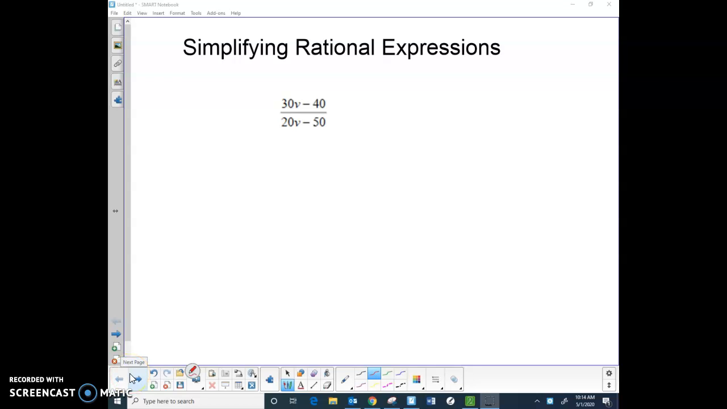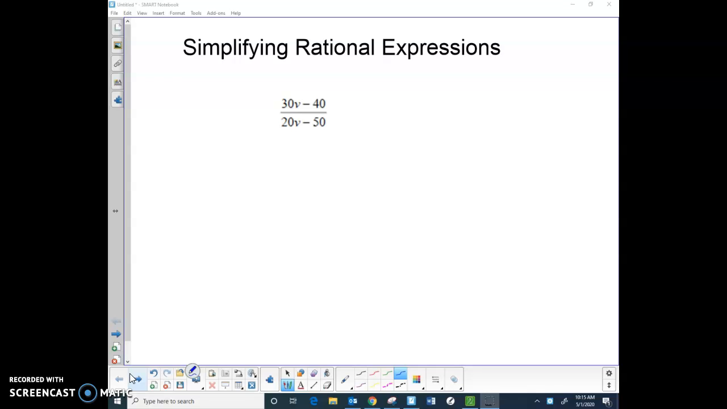All right, today we're going to talk about simplifying rational expressions. A rational expression is simply a polynomial over a polynomial. Like the one I've got listed here, we're just going to run through a few examples on how to simplify these. Essentially what we're doing is factoring and canceling. We're going to take out the greatest common factor of each numerator and denominator and see what we can simplify, what we can cancel out.